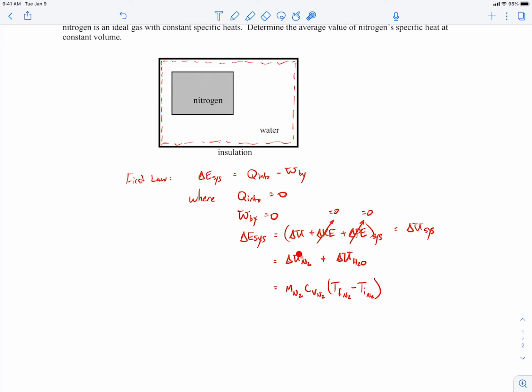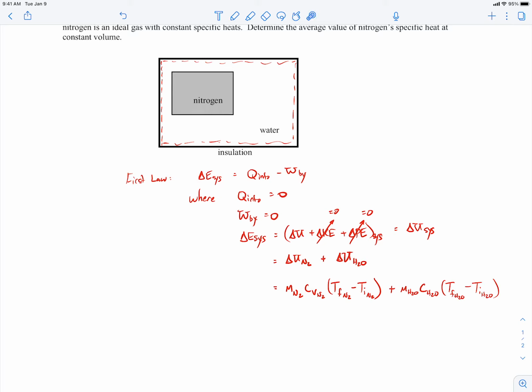Now, in going from this step to this, I'm assuming that the nitrogen is an ideal gas with a constant specific heat. So I'll write that down in a moment, but that's the assumption, that the nitrogen is an ideal gas with constant specific heat. Now, writing down the change in the internal energy of the water, that's going to be the mass of the water times the specific heat of the water times the temperature difference in the water.